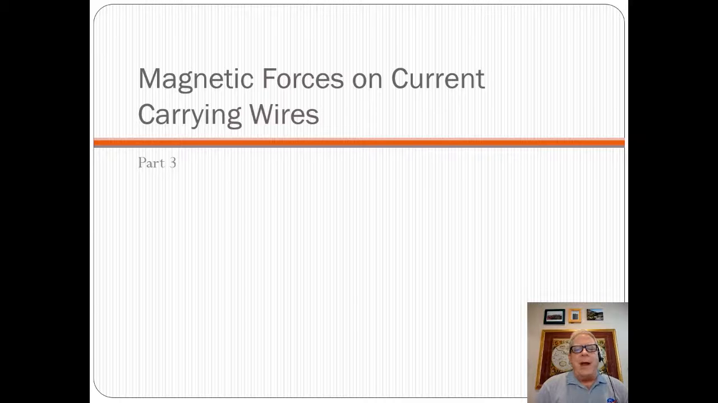So let's consider the magnetic force on a current carrying wire. After all, a current is just moving charges, so those charges in motion should experience a force in a magnetic field. Let's see what that force would be equal to.